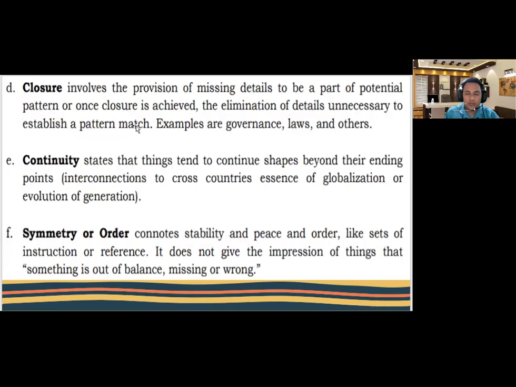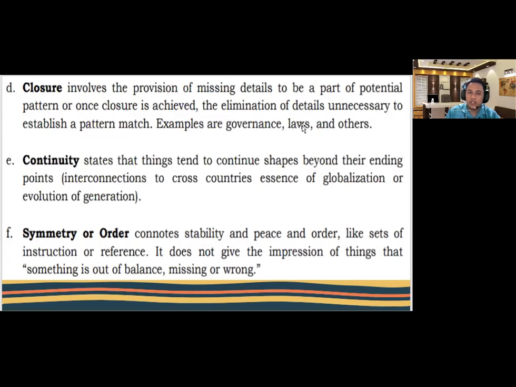Next is what we call the closure. Now sa closure, it involves the provision of missing details to be a part of potential pattern, or once closure is achieved, the elimination of details unnecessary to establish a pattern match. Examples nito, governance, laws, and others. So closure, not the closure ng magjowa. So closure is nakapaloob yung isang provision ng mga missing details, para magkaroon tayo ng pattern.